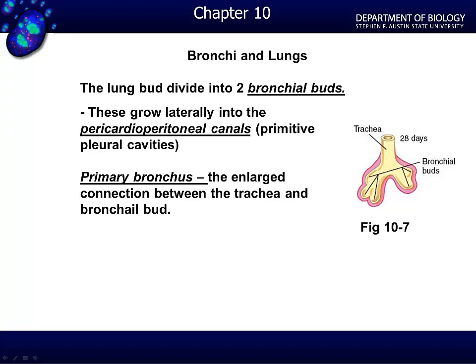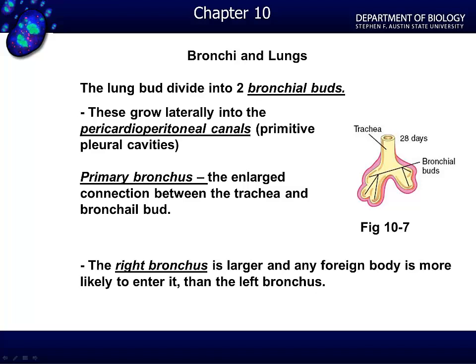So our bronchial buds, these are going to give rise to the primary bronchus, the right and left side. And again, the epithelium on the inside is endodermal. The cartilage on the outside, the connective tissue, the smooth muscle, that is going to be from our splanchnic mesoderm.